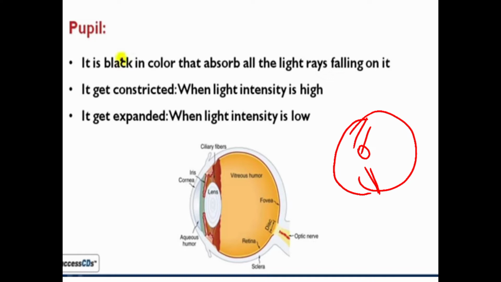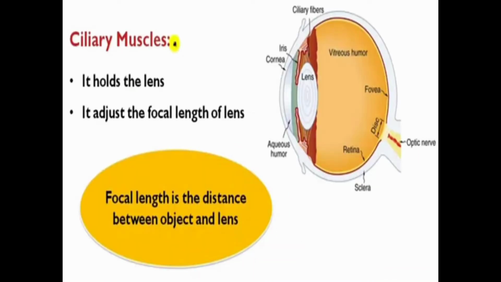Due to bright light, the pupil gets constricted, and it gets expanded when light intensity is low. When there is dark light, it gets expanded. Whenever we want to move in a dark room, we have to expand our eyes. Then only we can see the object which is kept in the dark. I hope that you are clear.